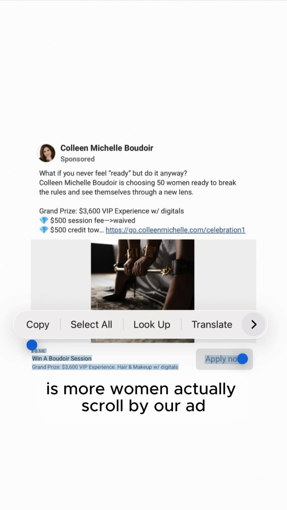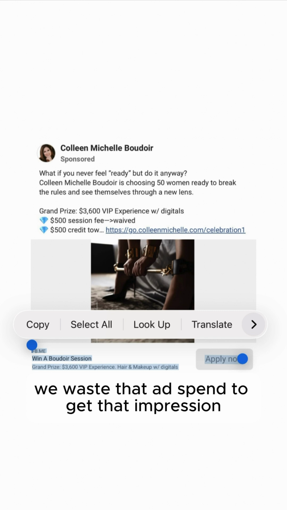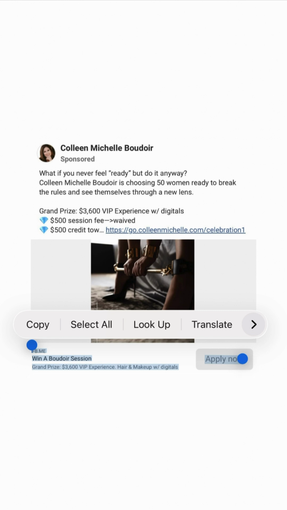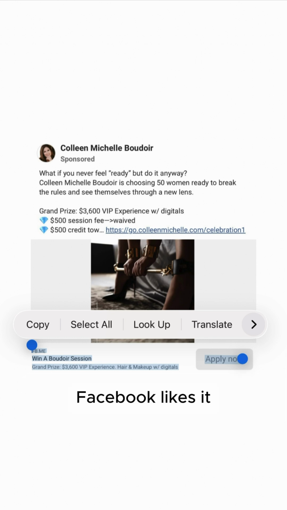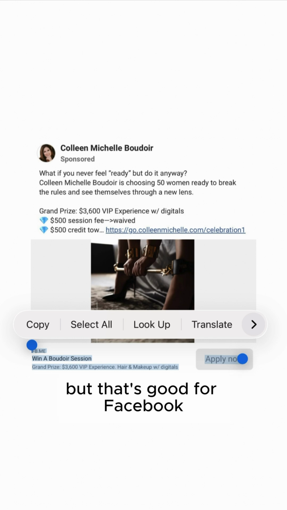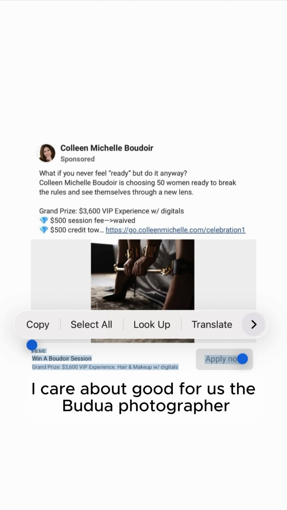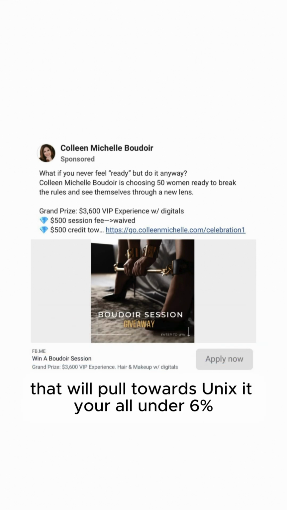Consequences of this, though, is more women actually scroll by our ad when we do this. They don't click on it, they scroll on by, we waste that impression, we waste that ad spend to get that impression, our ad does not go into their brain. Pulls our unique CTR under 6% towards BLCS territory. Facebook likes it because Facebook can serve more ads per unit time, but that's good for Facebook. I care about what's good for us, the boudoir photographer. So yes, that will pull towards unique CTR under 6%.